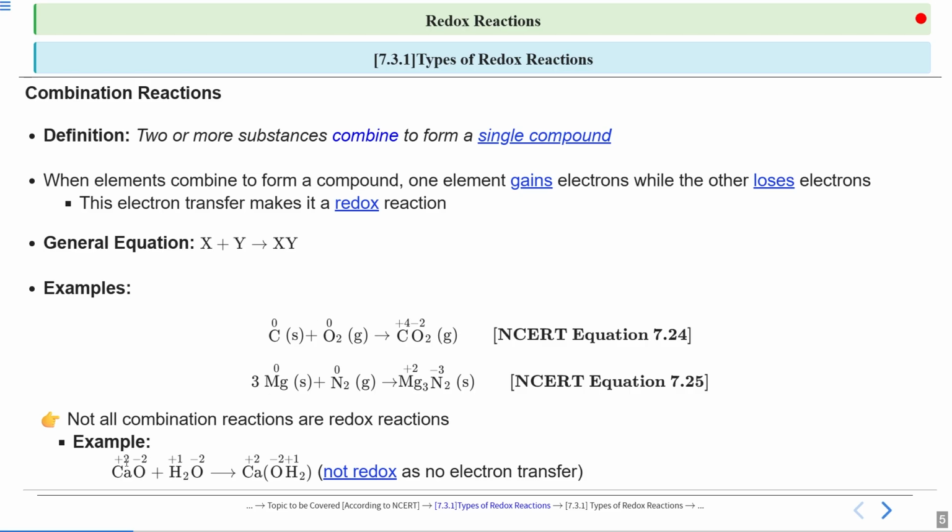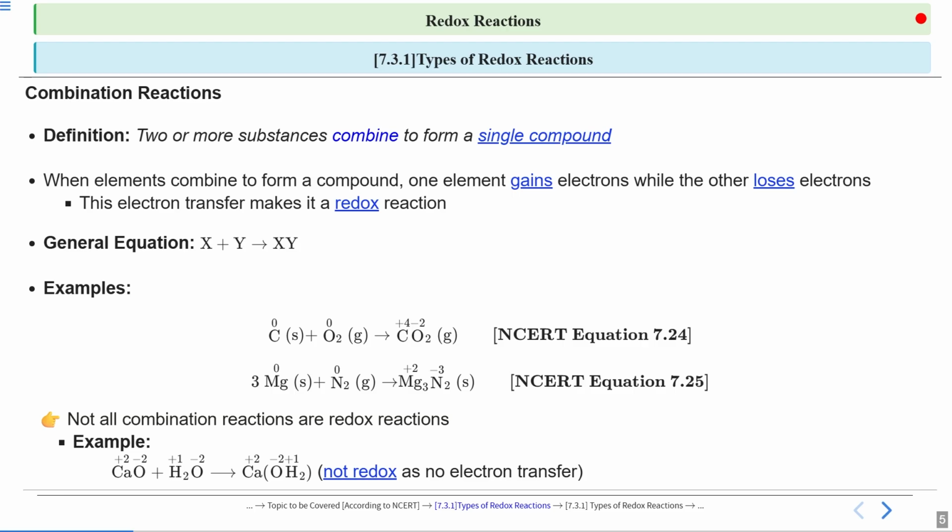In the second one also, you will find that calcium is existing in +2 oxidation state in the reactant, while in the product it is existing in +2. Oxygen is existing in -2, again it is existing in -2, and same with hydrogen. As there is no electron transfer, this reaction would not be considered a redox one. Hence, not all combination reactions would be redox reactions. So I hope the combination reactions are clear to you, that is, how we can say that combination reactions would be redox ones.